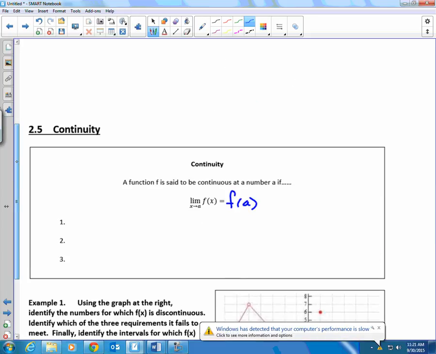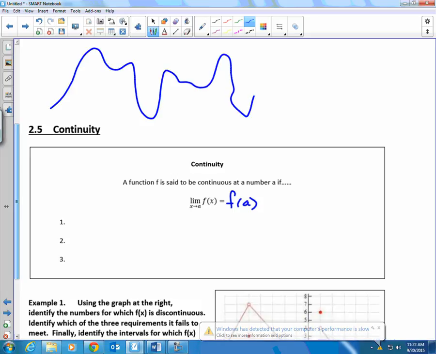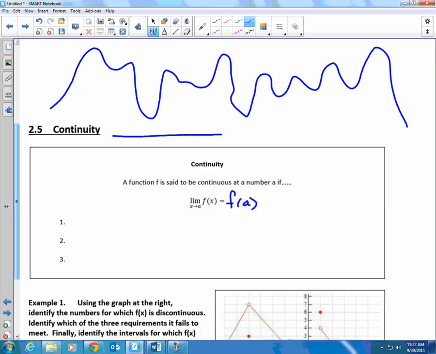If I could draw the function without picking up my pencil or pen, then it's continuous. But if I go to draw a function and I have to pick up my pencil to draw it, then it's not continuous. Okay? That's just the layman's version of continuity. You got to pick up a pencil, discontinuous. Got it? Here's the mathematical approach.